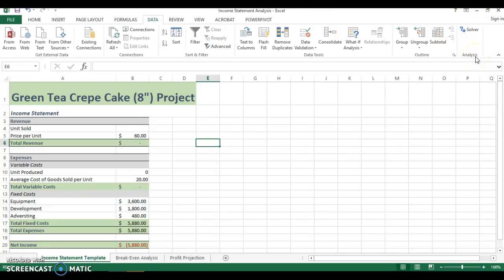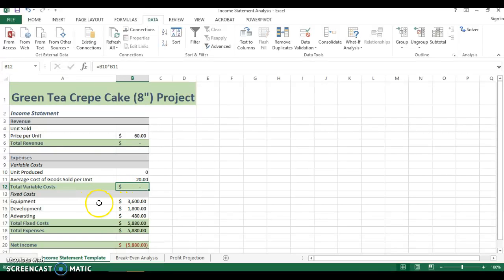As you can see from this income statement, my total revenue comes from the number of cakes I sold multiplied by the price per cake. For expenses, I have two types: variable costs and fixed costs. Variable costs are units produced, which is equal to units sold, multiplied by the average cost of goods sold per unit. That product will give me my total variable cost.